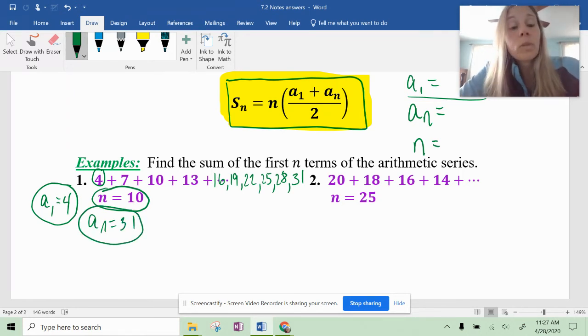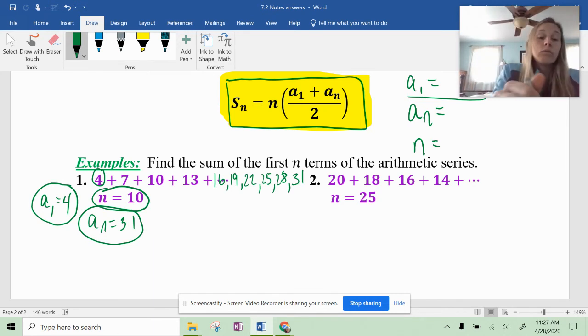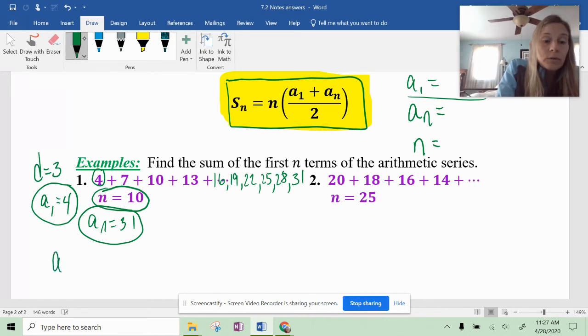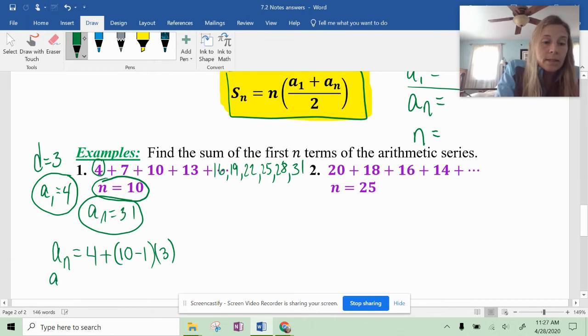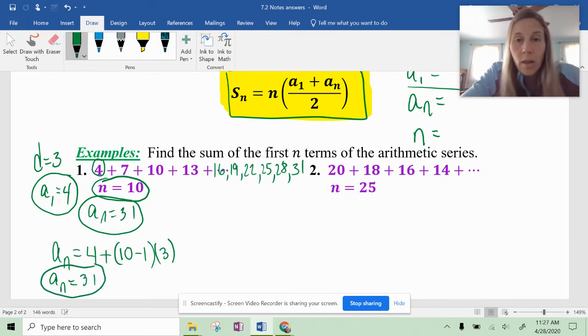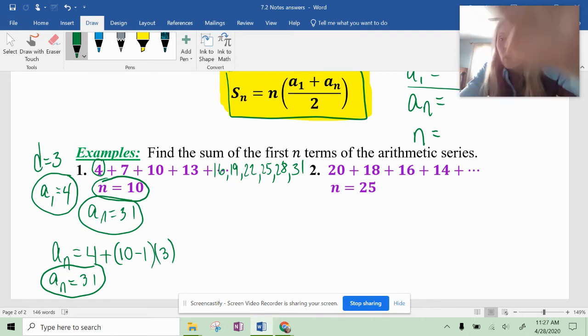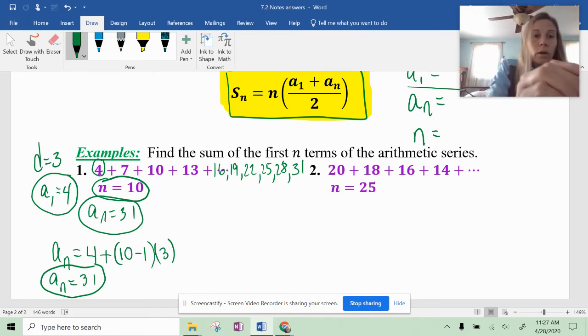Another option is to use the rule. We know that the d here was adding 3. So if you use the formula from the last page, your a sub 1 is 4 plus n minus 1, so that would be 10 minus 1, times the d, and you can easily see from the pattern that d is 3. Then you just work that out to find your a sub n. 10 minus 1 is 9, 9 times 3 is 27, 27 plus 4 is 31. So you can use the formula from the last page, or you could finish up the sequence and find it that way, whatever way works for you.